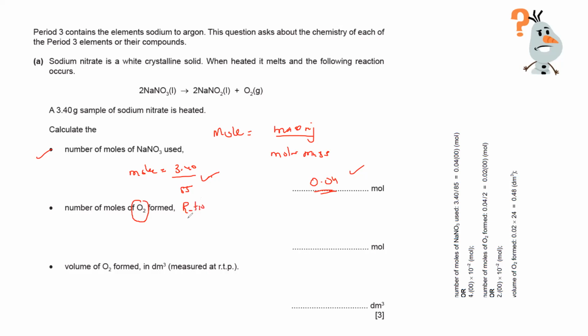And what ratio will we take? Because we have sodium nitrate and we need oxygen, we'll take a ratio between sodium nitrate and oxygen. So what is the ratio between sodium nitrate and oxygen according to the equation? Because you can only take the ratio from the equation. So how many moles of sodium nitrate are there?